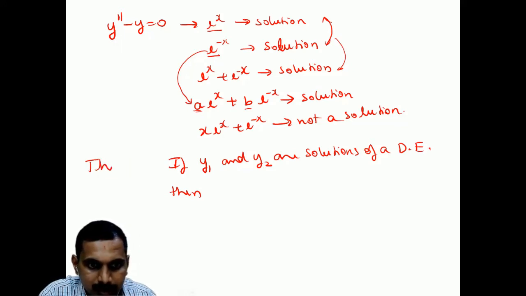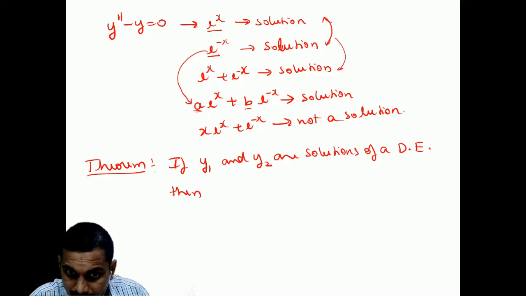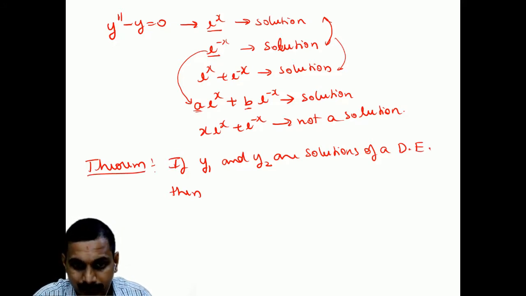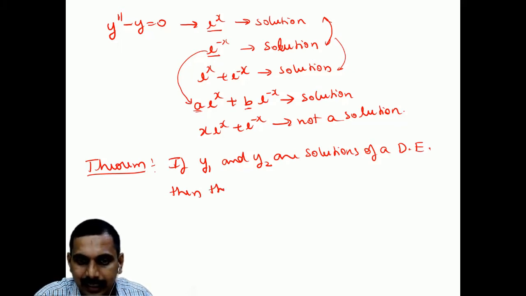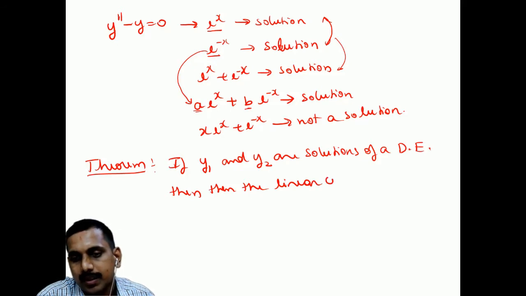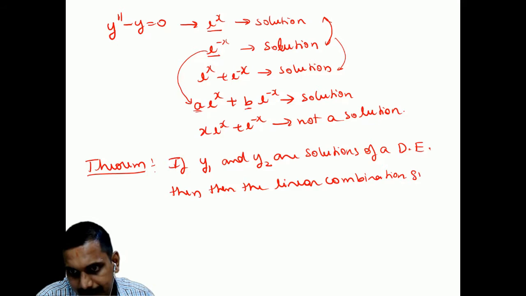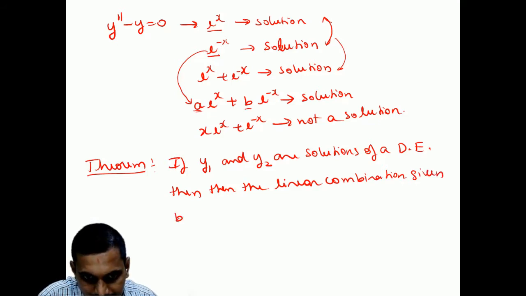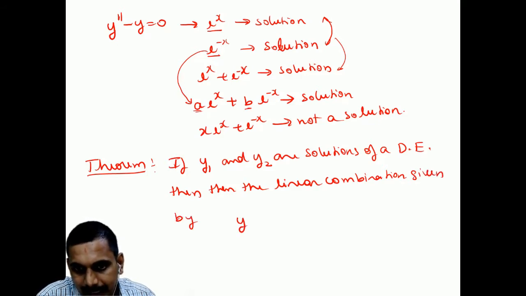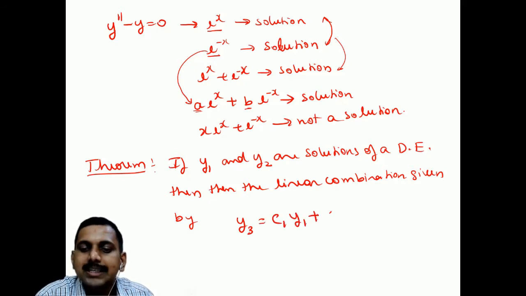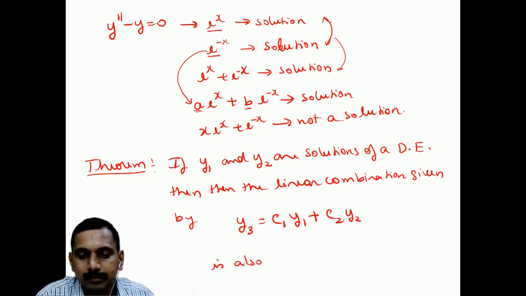Okay, so let us see what is the theorem. If y1 and y2 are solutions of a differential equation, then the linear combination given by y3 is equal to c1y1 plus c2y2 is also a solution.